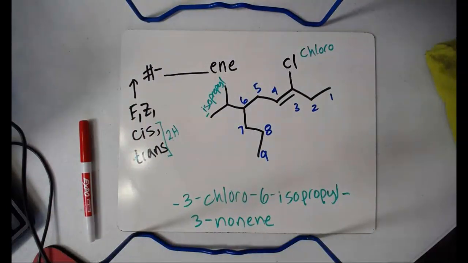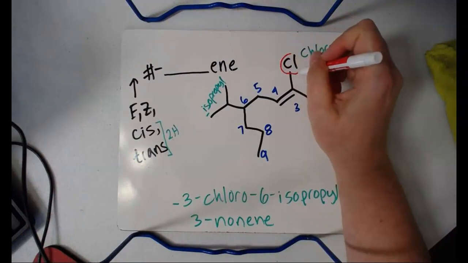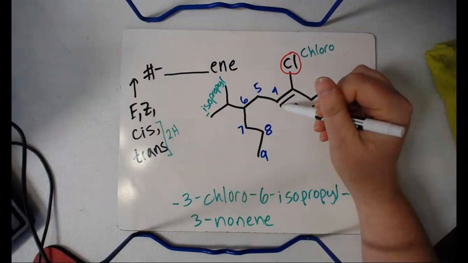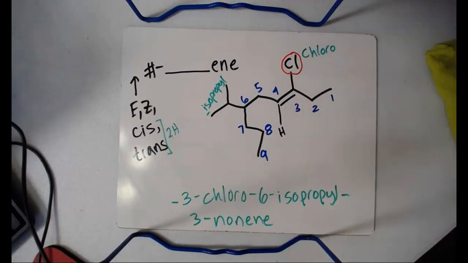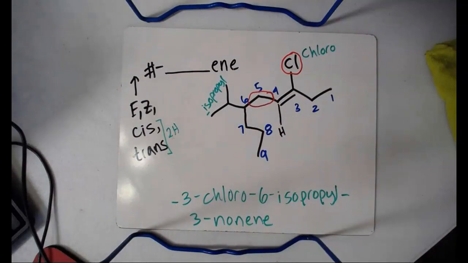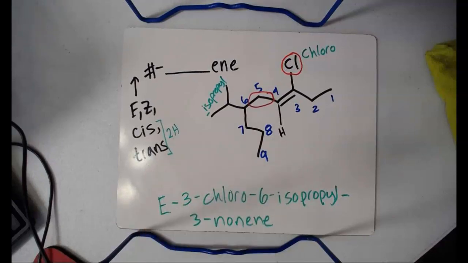So this is where we have our priorities again. If we look at carbon number 3, the chlorine is the higher priority substituent. On carbon number 4, it's not drawn in, but we know that this portion of the molecule will be the higher. Our 2 higher priority groups are on the same side, so it's Z. So our final name for that alkene is (Z)-3-chloro-3-nonene.